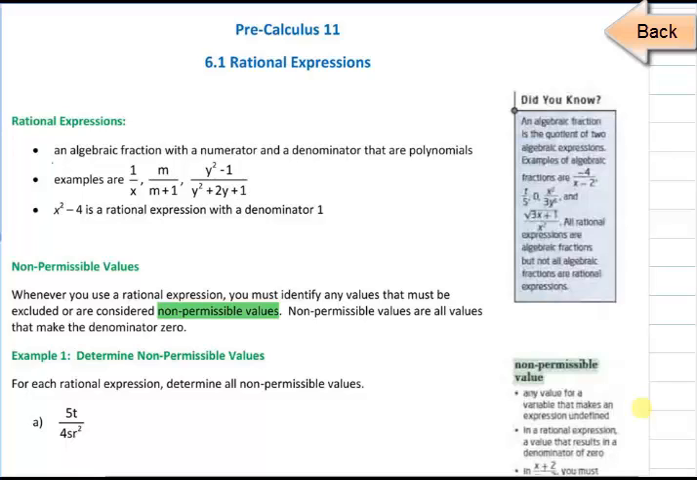So rational expressions are algebraic fractions with a numerator and a denominator that are polynomials. And recall that polynomials are like monomials, binomials, trinomials, and so on. Some examples are 1 over x, so a monomial divided by a monomial, m over m plus 1, which is a monomial over a binomial, y squared minus 1 over y squared plus 2y plus 1, which is a binomial over a trinomial. Even expressions like x squared minus 4 are considered rational because their denominator is 1.